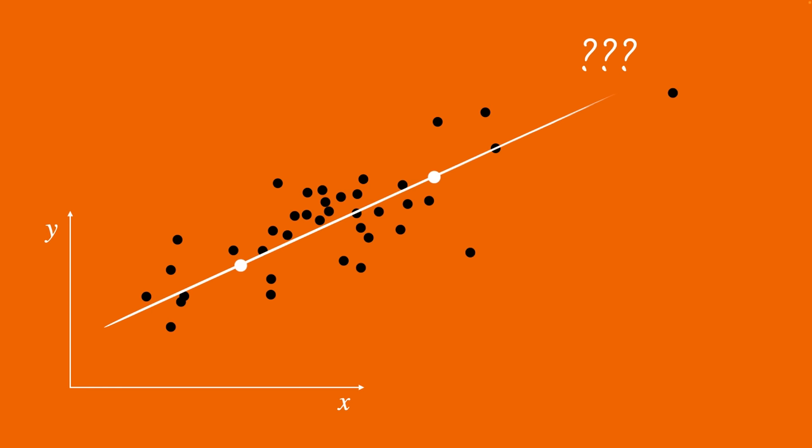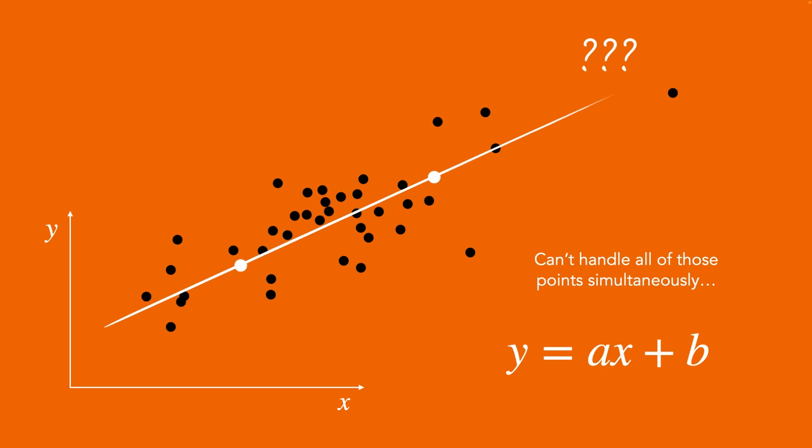So which line should you fit to your data points? Seems like your general equation for a line can't handle all of those points simultaneously, giving a different a and a different b each time you pick a new pair of points. So how do you decide on a single line?